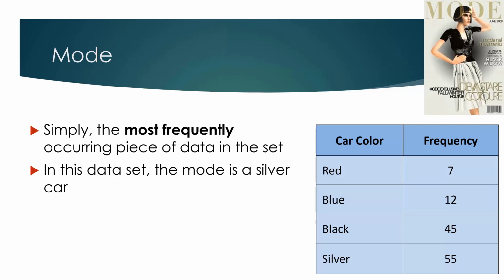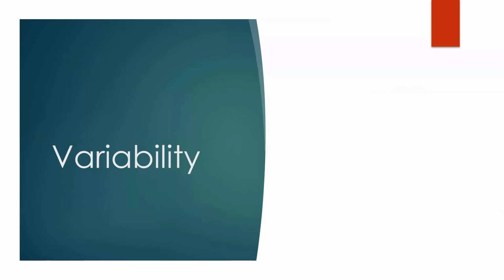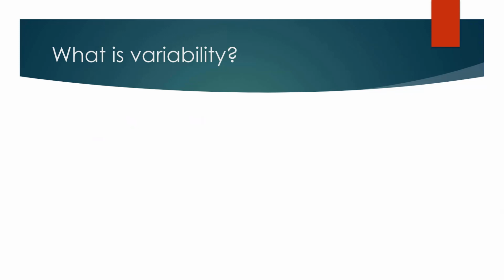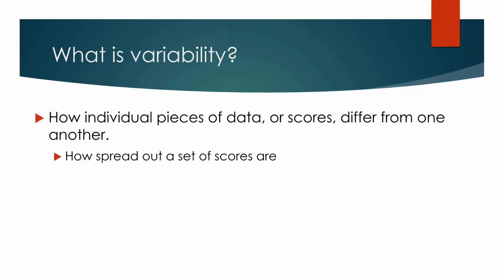Now, this next set of descriptive stats that are going to come up a lot are ones called measures of variability. And so let's talk about what variability is. Variability is how individual pieces of data or scores differ from one another. How spread out a set of scores are from each other.